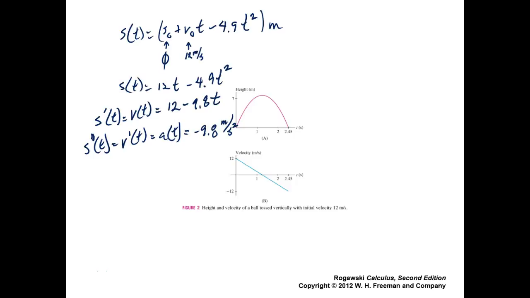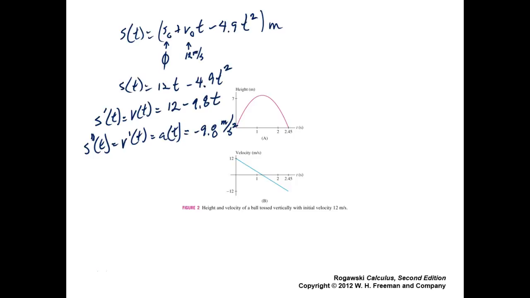So this is your velocity graph. There is your quadratic, okay? And this would be the velocity graph, a linear function with a negative slope. And then your acceleration would just be a constant function, negative 9.8. And that's what those two graphs are there for, too. What they didn't do was graph the acceleration function, but that's a constant function, negative 9.8.